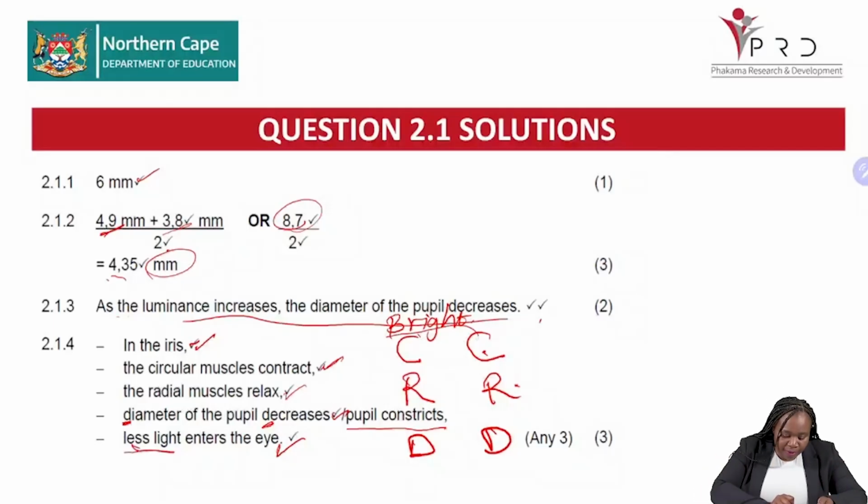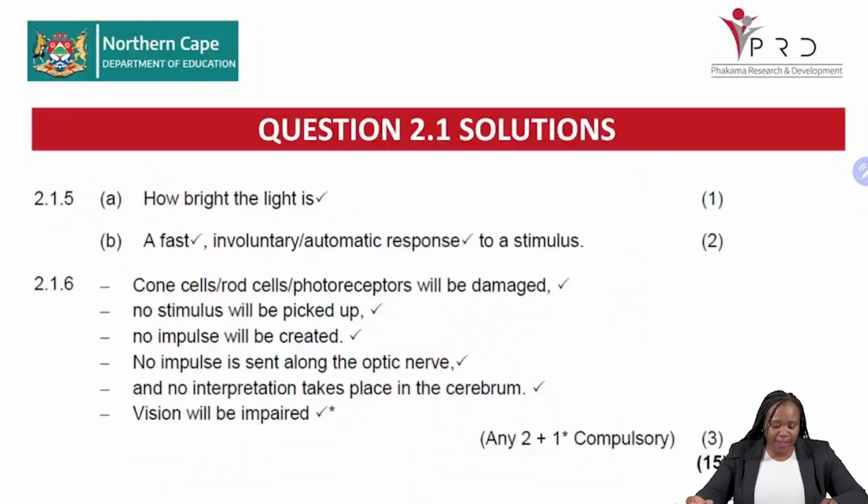And what would happen then? More light will enter the eye. And that is how you would then score your marks. So if you understand the pupillary mechanism in bright light, you don't even have to spend a lot of time trying to understand the dim light, because it is just the direct opposite of bright light.